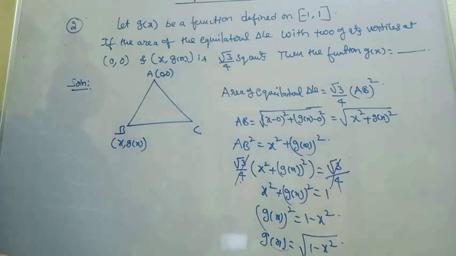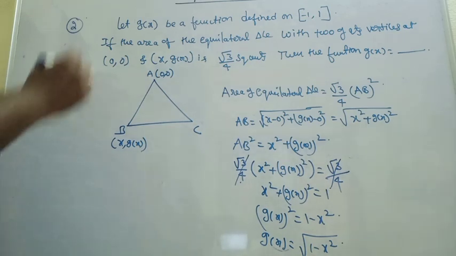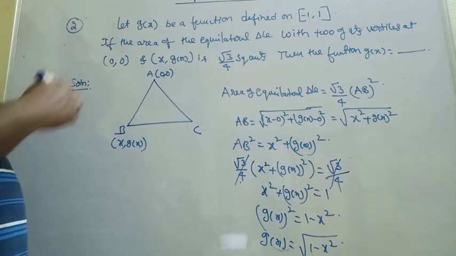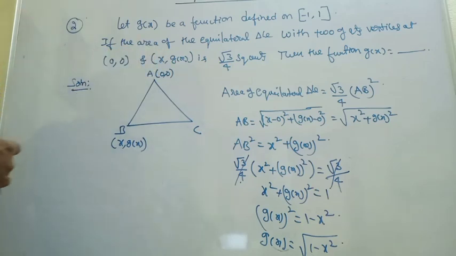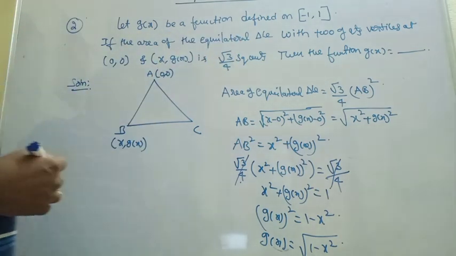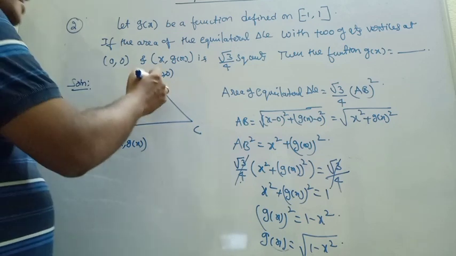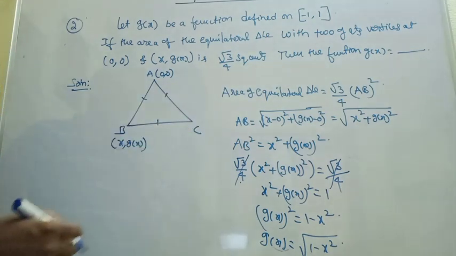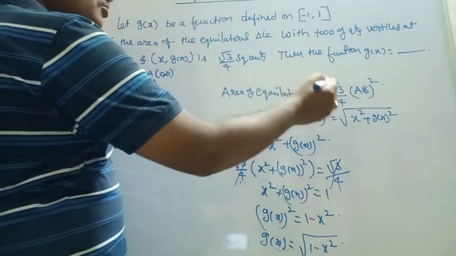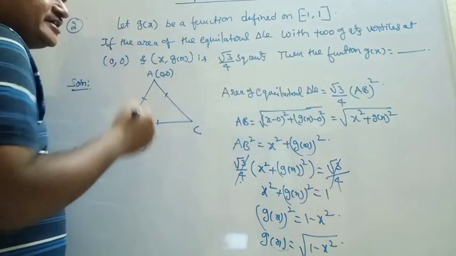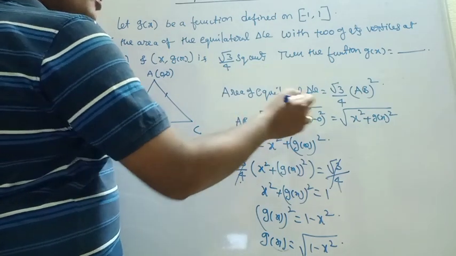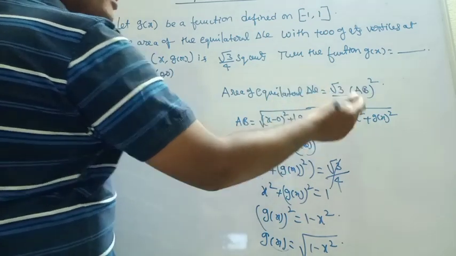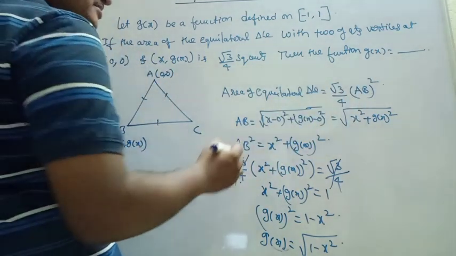Now we have this problem: let g of x be a function defined on -1 to 1. If the area of the equilateral triangle with two of its vertices at 0, 0 and x, g of x is root 3 by 4 square units, then what is the function g of x? My dear students, the area of an equilateral triangle is root 3 by 4 side square. Side AB equals the square root of x minus 0 whole square plus g of x minus 0 whole square, that is the square root of x square plus g of x whole square. That is AB square.